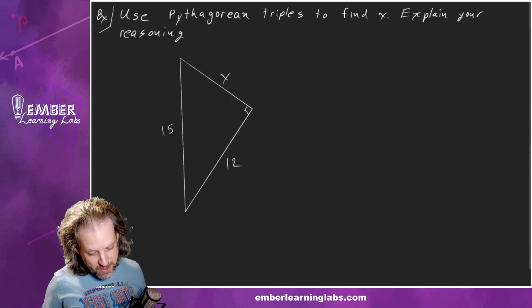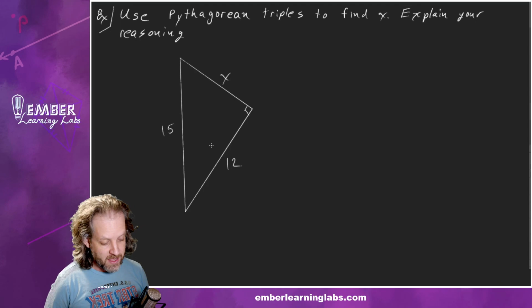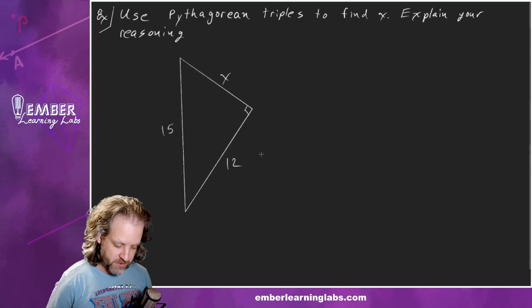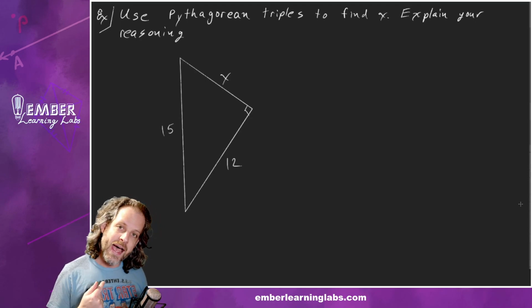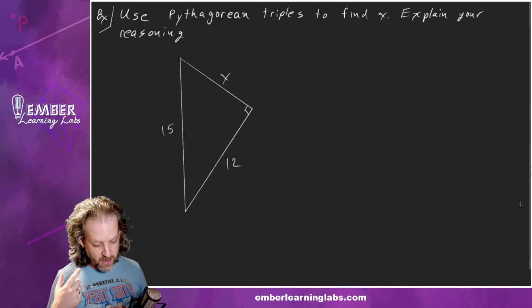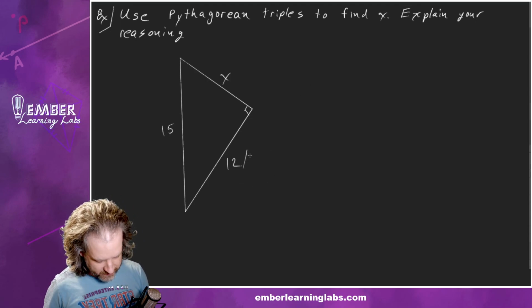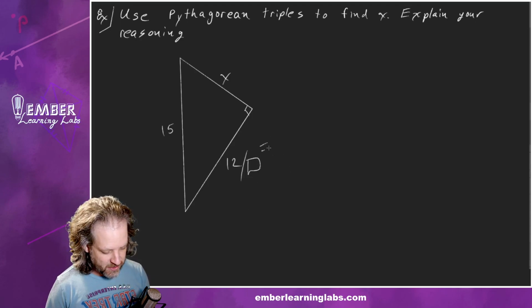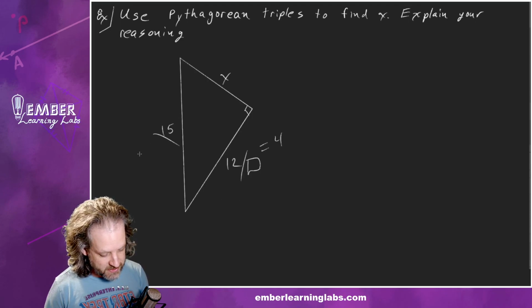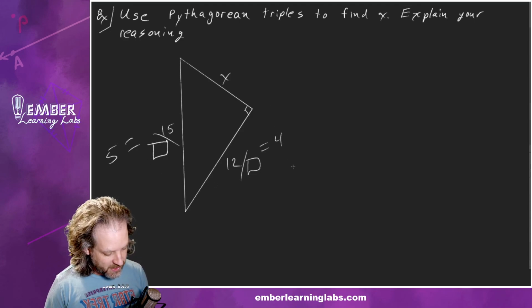Now, the way you might use a Pythagorean triple in a math homework assignment is a problem like this. Use Pythagorean triples to find x and explain your reasoning. So we're looking at this and we want to see if this goes back to any of the Pythagorean triples that we know. Is this a 3, 4, 5 Pythagorean triple? Well, let's see. If we reduce this one down by something, then we can turn it into 4, and if we reduce this one down by something, we can turn this into 5. So if this one is 3, then that's good.